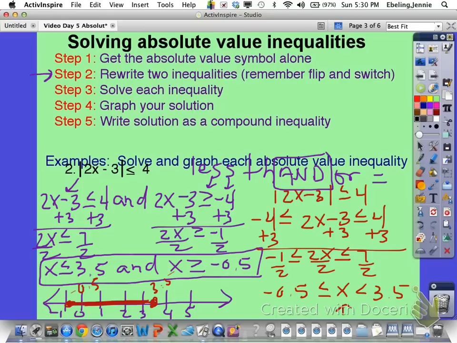It's saying that x has to be between 3.5 and negative 0.5, and include those points. So you can solve it either way by using the and, doing the two separate inequalities, or you can write it as one big compound inequality. Let's try another one.